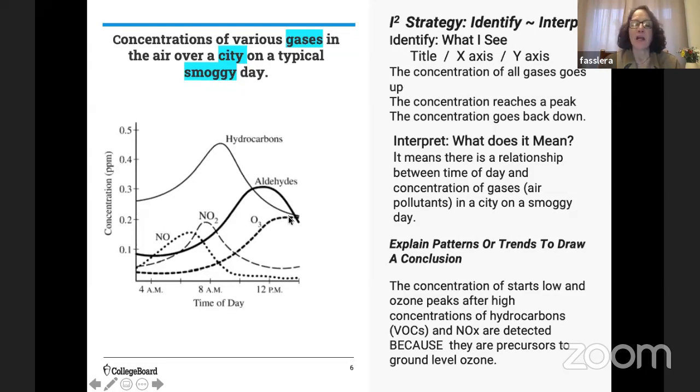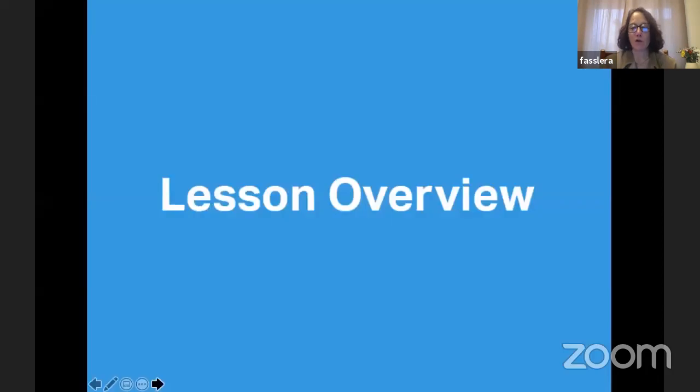is why it is that the concentration of ozone peaks last. It starts out low and then gets to high concentrations following peak concentrations of hydrocarbons, those VOCs, volatile organic chemicals, and the peak concentrations of NOx. And if you recall from your air pollution unit, those are both what we would call precursors. They are the reactants or ingredients that are necessary for that chemical reaction that creates ground level ozone.